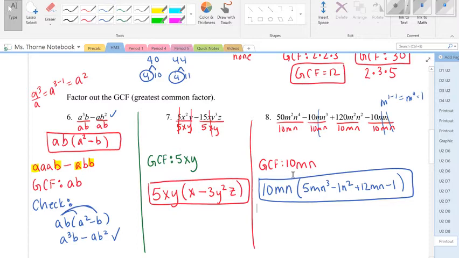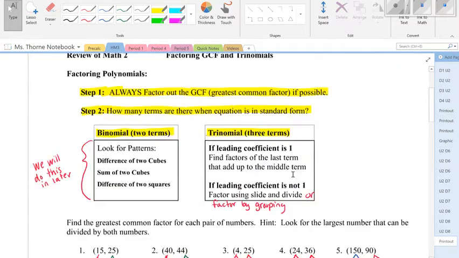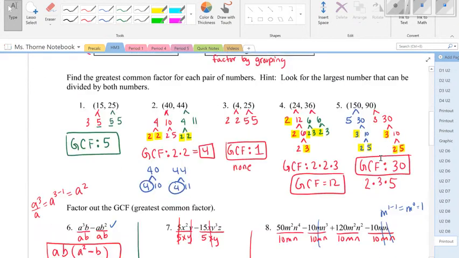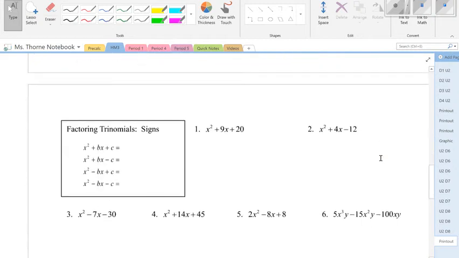So that's factoring out the greatest common factor. So just going back to the steps. Step 1 is factor out the greatest common factor. Then we're going to look for how many terms there are, and we're going to talk about how to factor those. So before we get to how to factor, let's recall the signs.